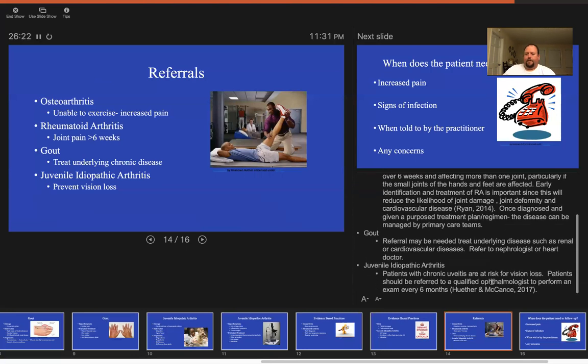All right, so gout. Referral may be needed to treat underlying diseases such as renal or cardiovascular diseases. Refer to nephrologists or a heart doctor as well. Juvenile idiopathic arthritis: patients with chronic uveitis are at risk for vision loss. So these patients need to be referred to a qualified ophthalmologist to perform an exam every 6 months to make sure that they're not having any vision issues.